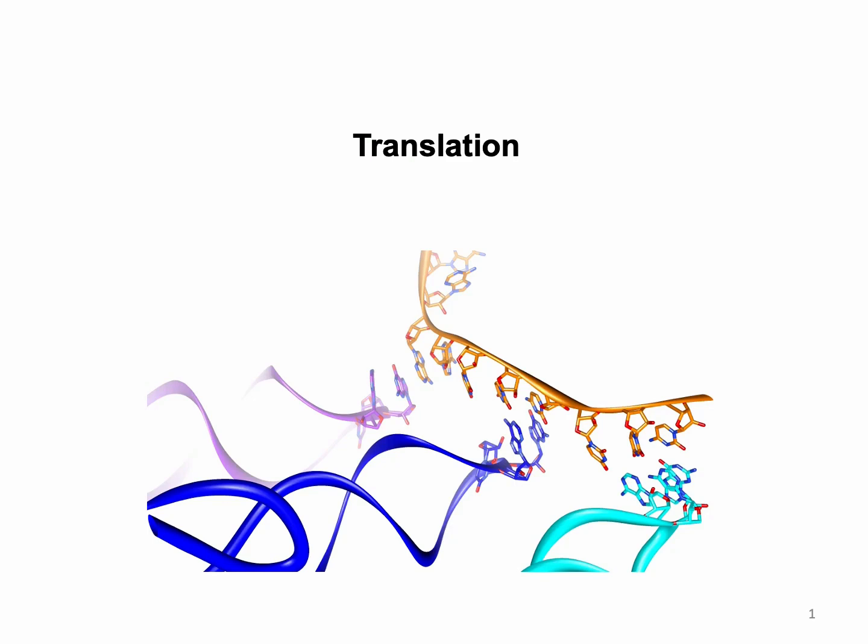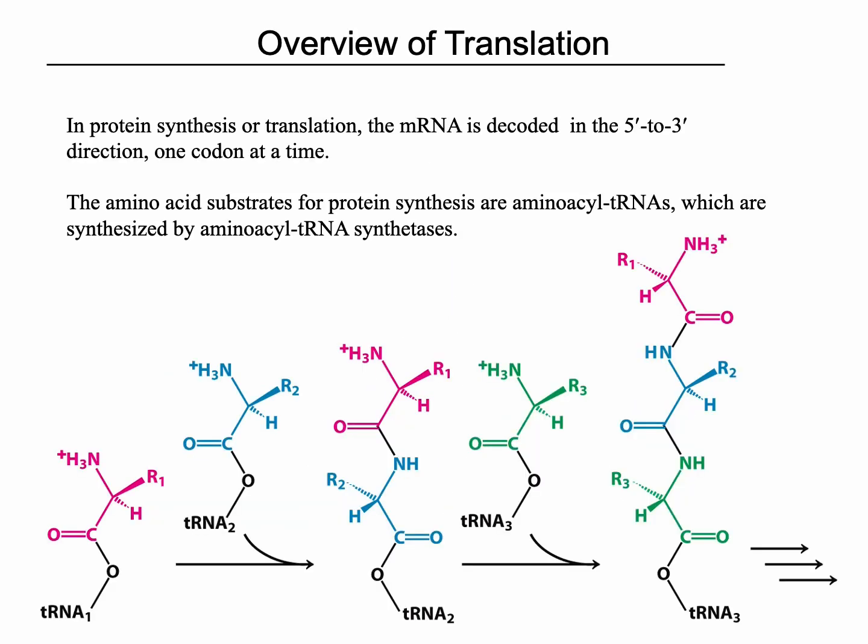This video is going to be the first in a series that goes over the overall process of translation. As you know, translation is the process in the cell that uses the sequence of mRNA to guide the synthesis of proteins. The general idea here is that you have these molecules called aminoacyl tRNAs. This is the activated form of an amino acid that is used by the ribosome to build proteins.